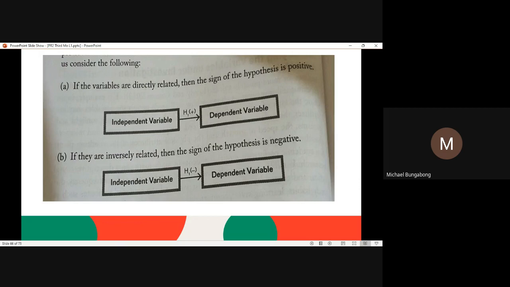So if they're inversely related, then the sign of the hypothesis is negative. So this is how the structure looks like. Okay. So we do have the independent variables and the negative sign, which is dependent variables. It means that the independent variables is increasing and the dependent variables is decreasing, or vice versa.